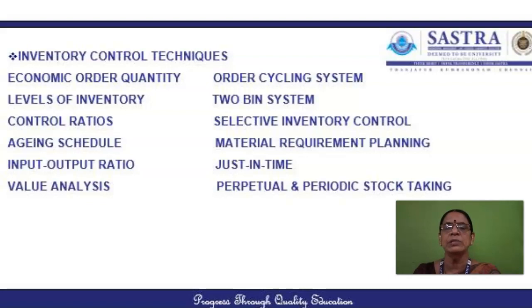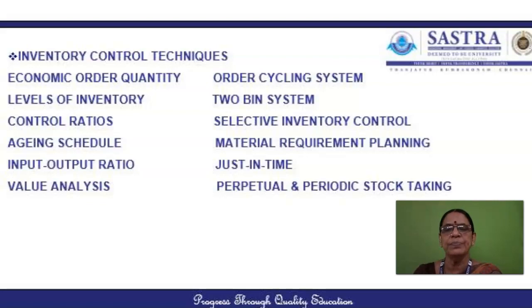Normal consumption is 300 units. Normal reorder period is 12 days, given in the problem. Reorder level we have calculated in the above step. 6300 minus 3600 will get 2700 units.